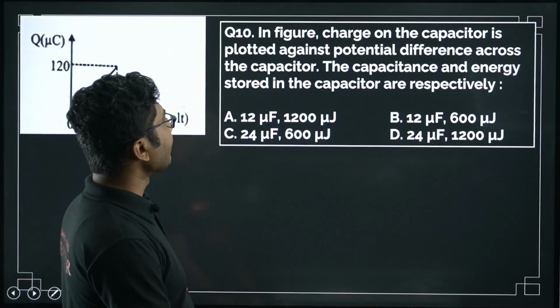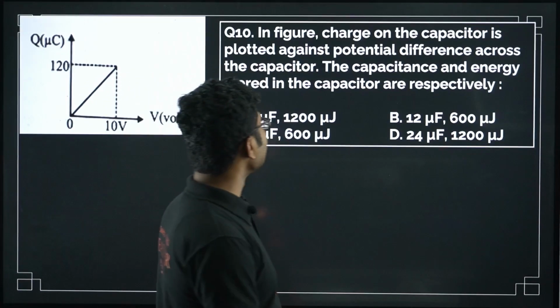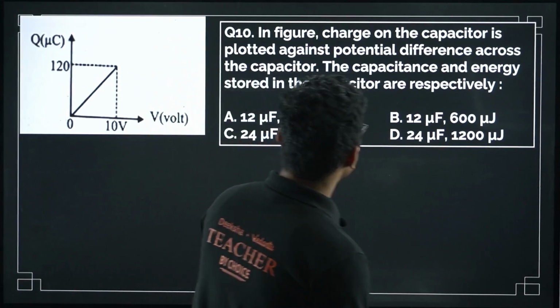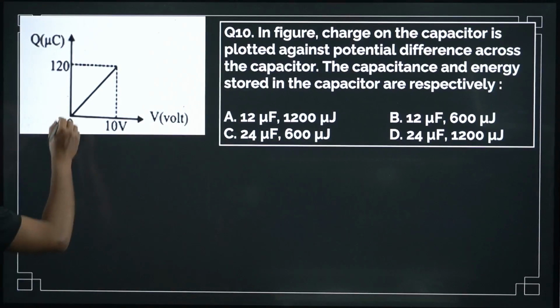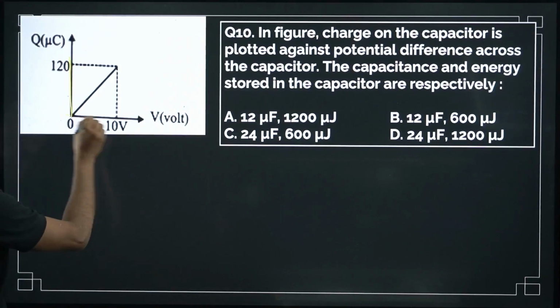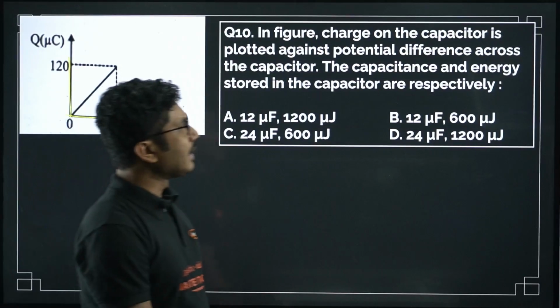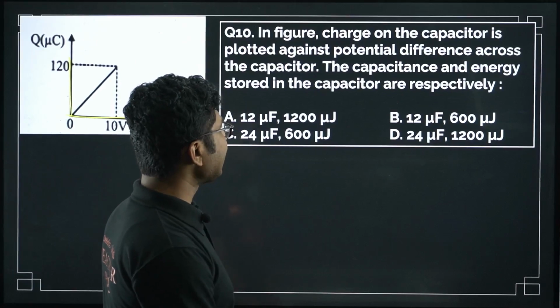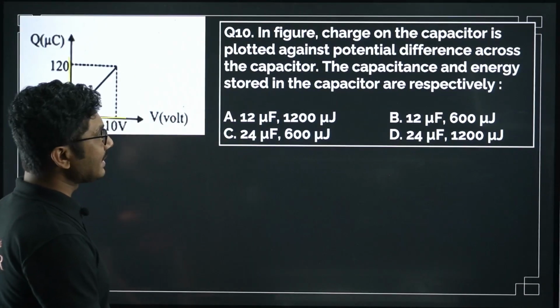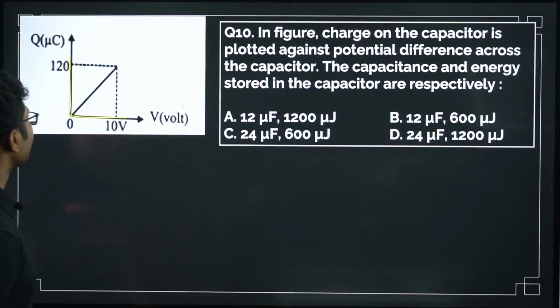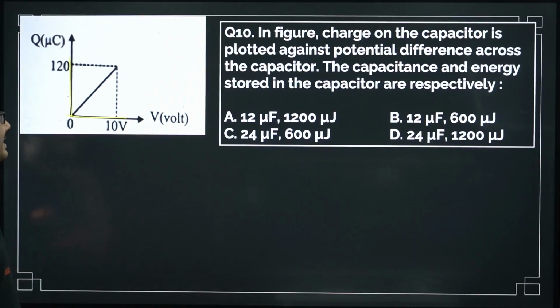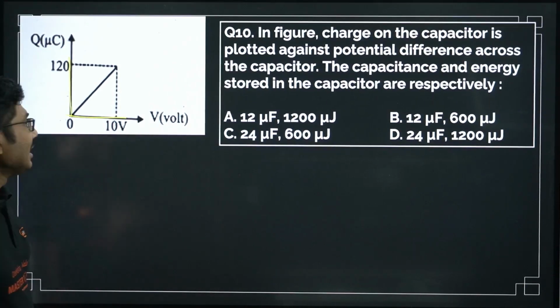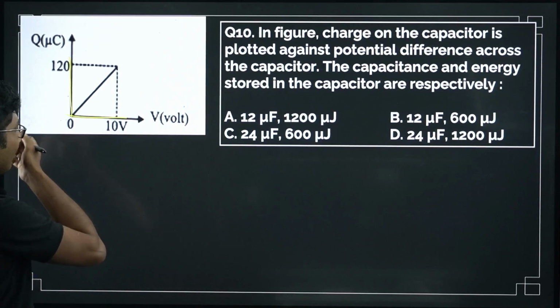Now this is a question. In the figure, charge on the capacitor is plotted against the potential difference across the capacitor. So this is the charge and this is the potential. The capacitance and energy stored in the capacitor are respectively. So first we have to find the capacitance, second we have to find the energy stored. So how to do that?